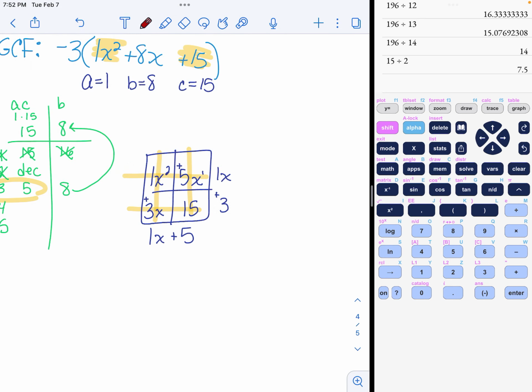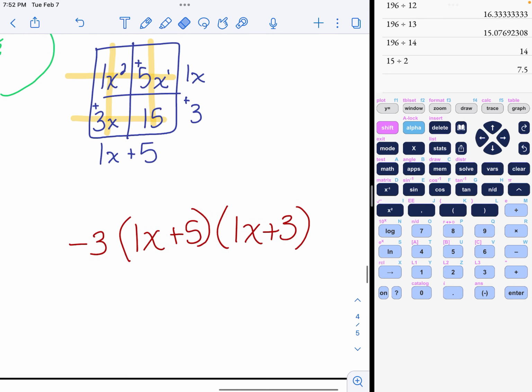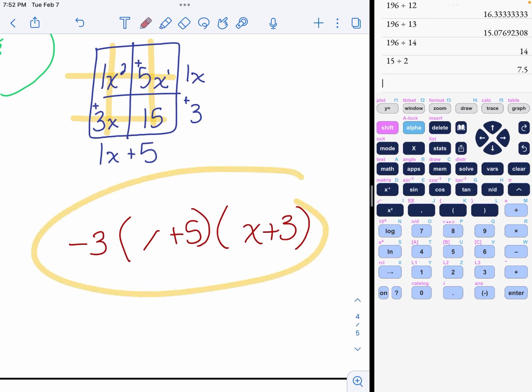Okay, now, the final answer is that -3 from our GCF, the 1x plus 5 that we got from the box, and the 1x plus 3. The keystones will not have the coefficients of 1. So here's your final answer.